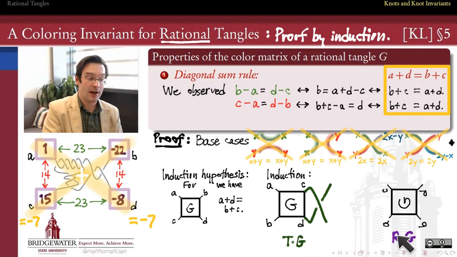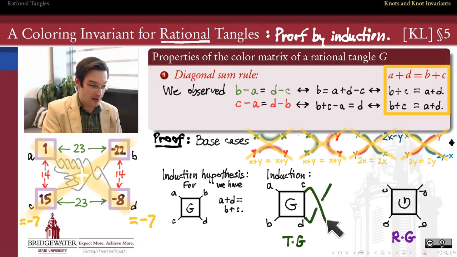So TG and RG. Do TG and RG satisfy the diagonal sum rule, given that G satisfies the diagonal sum rule? So we'll go one at a time. First, let's look at TG. This is this tangle G with an extra twist over the top right over the bottom right, tacked onto the right side. So how must we color these strands?